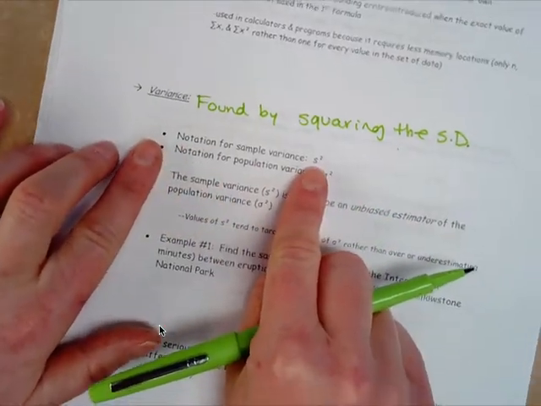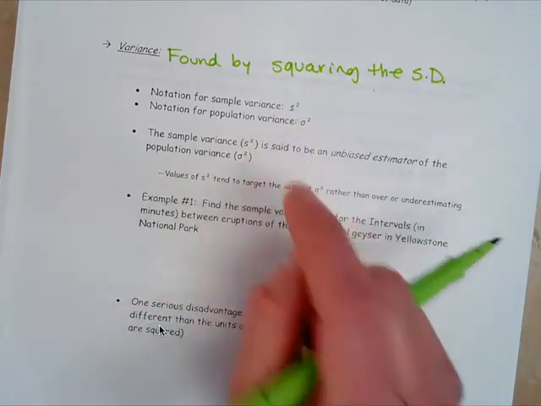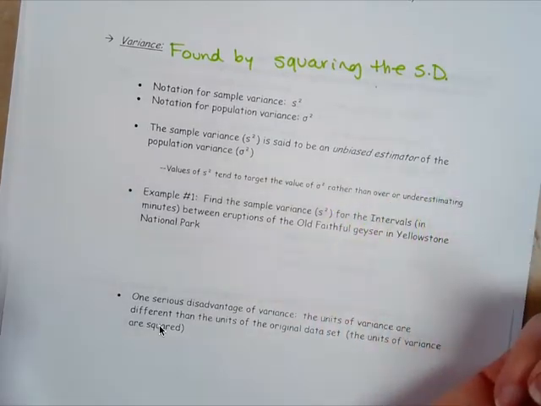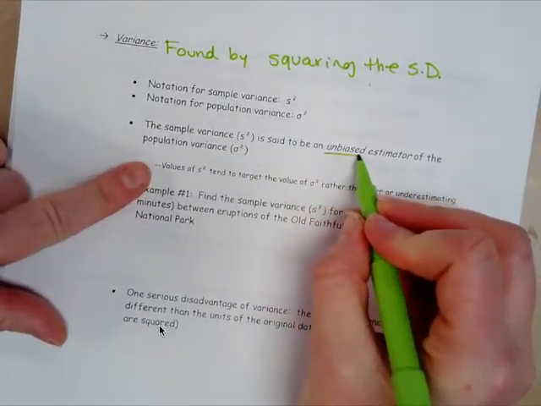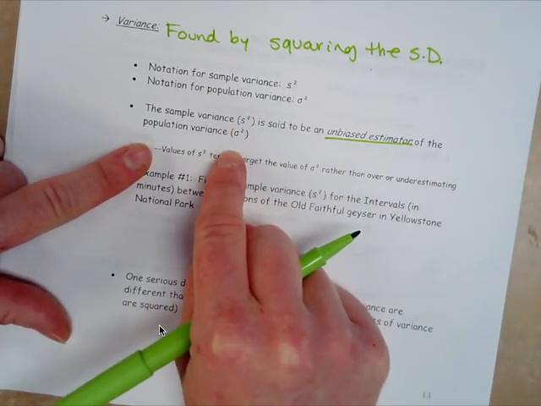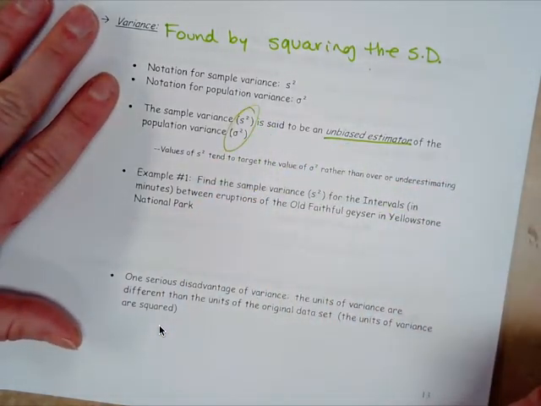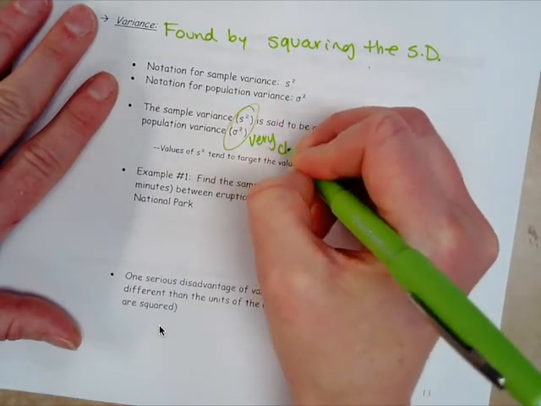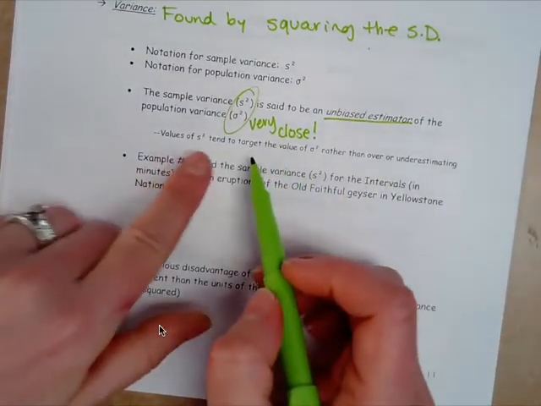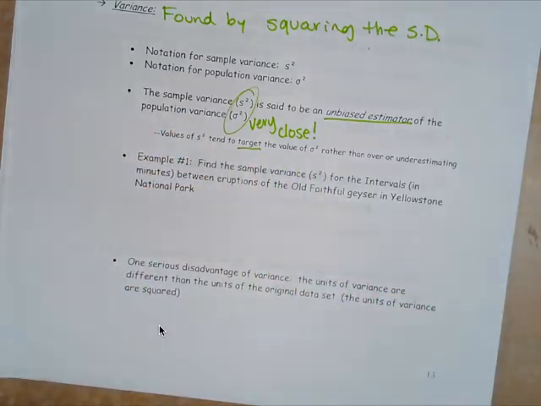So the notation for the sample variance is S squared. Notation for population variance is sigma squared. The sample variance S squared is said to be an unbiased estimator of the population. So unbiased estimator means that these two will target each other rather than under or overestimating. So these two should be very, very close to each other, to the same values. So you see that word tend to target the value. That means that they fall in line, they're about the same.